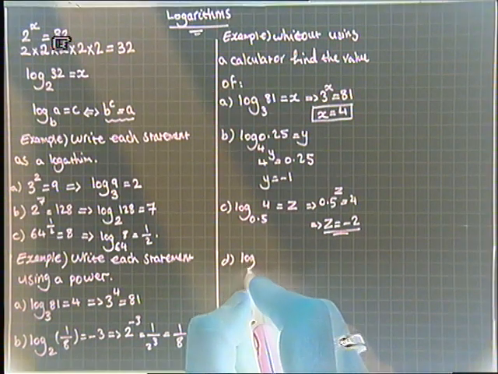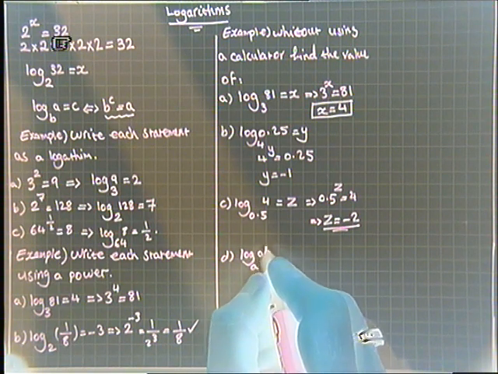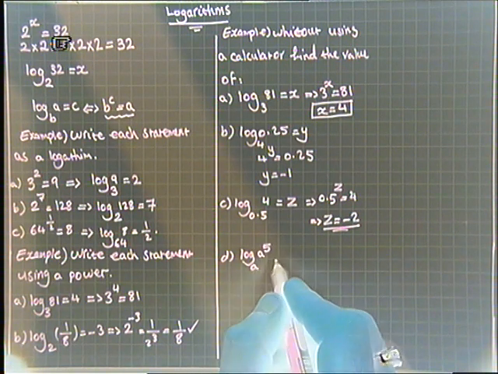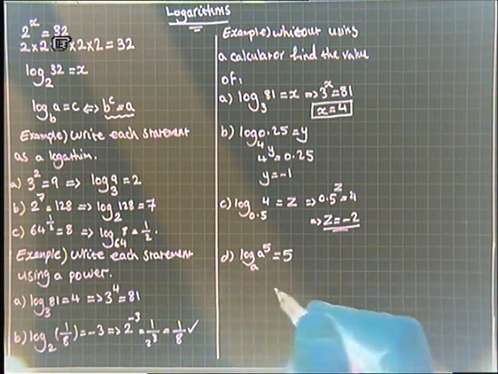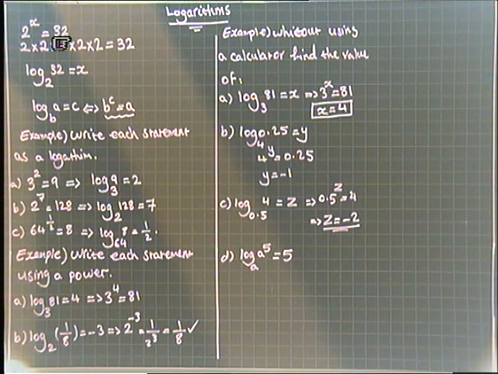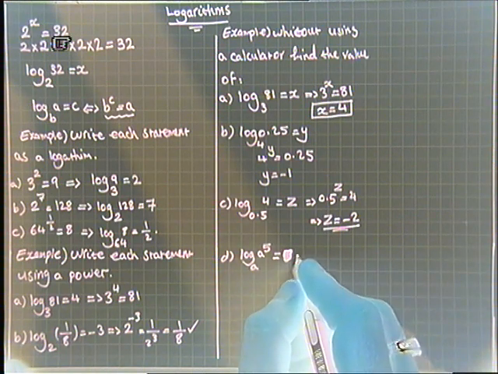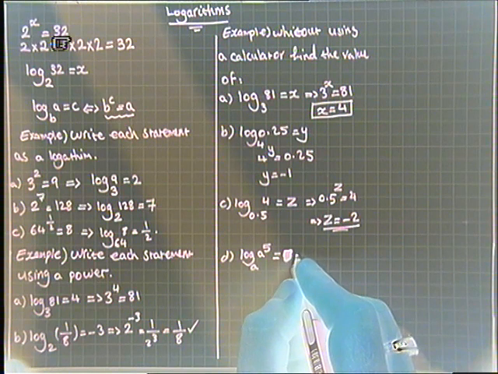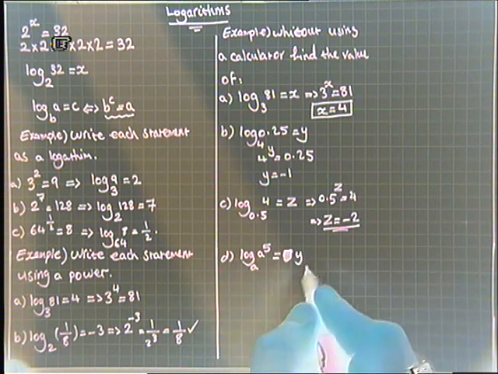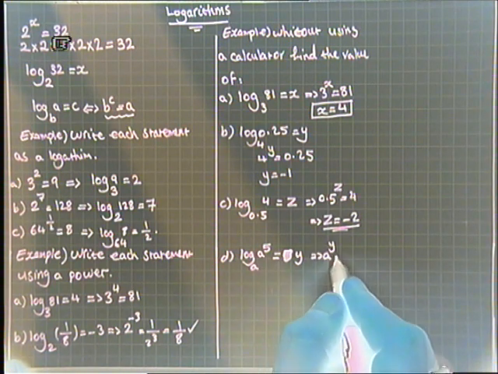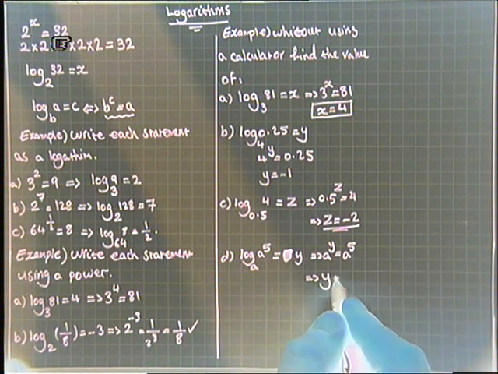Next example, log of base a of a to the power of 5. Work out the value of it, let's say y. Okay, so it would be a to the power of y equals a to the power of 5. Therefore, y is equal to 5.